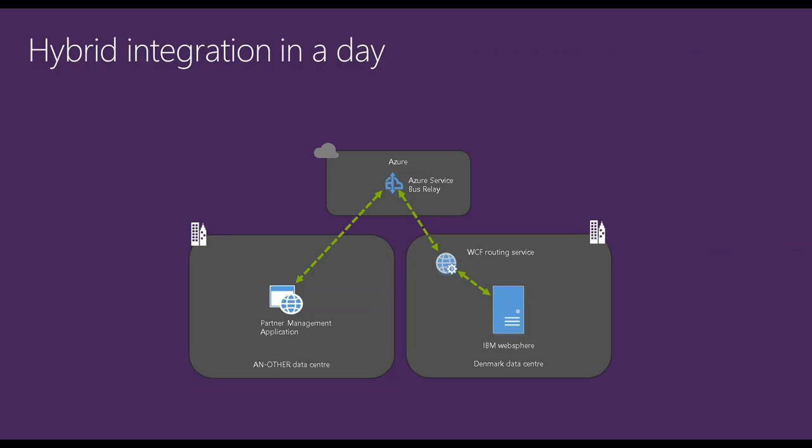It was just spin up the WCF routing service, listen on the relay, and the partner application could consume that service on the relay endpoint. So it's kind of a bit like that.